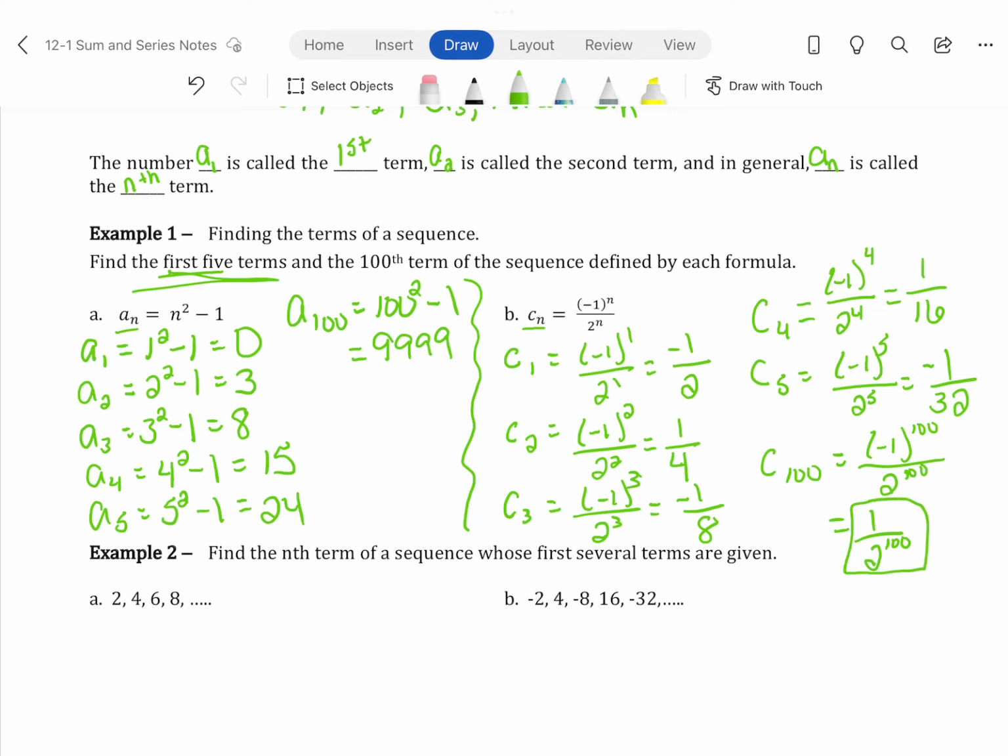Instead of writing scientific notation. We haven't spent a lot of time on scientific notation, so I'm not going to make you write your answers that way. So you might be asked to find the first few terms, or to find a certain term like the 100th, whichever one they ask for, that's what we're going to plug in.